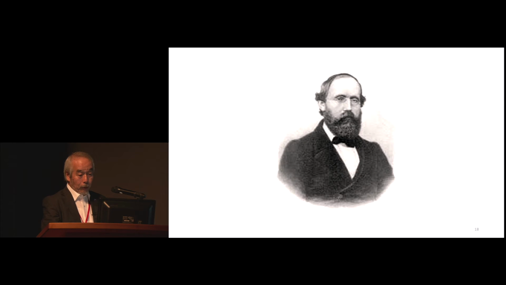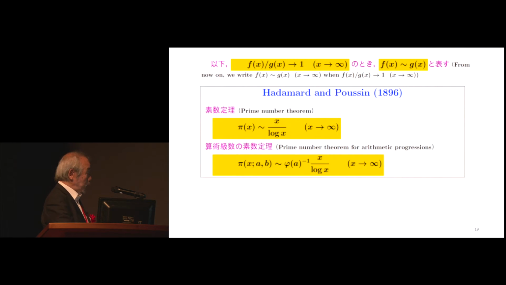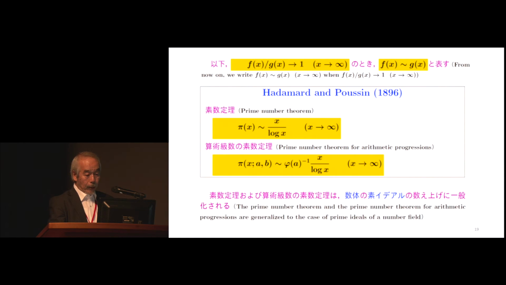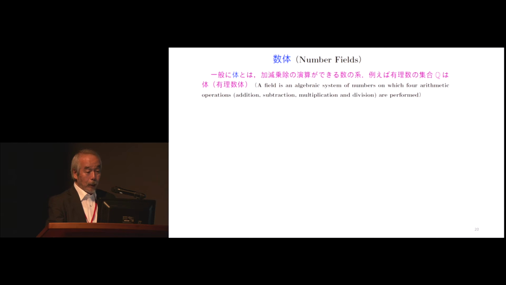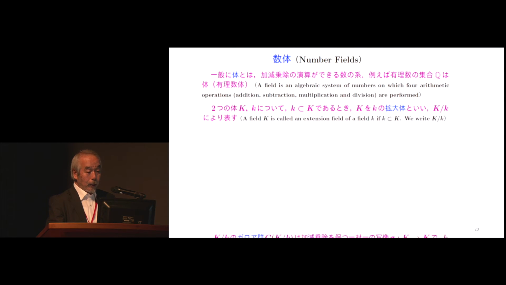If this Riemann hypothesis is true, then these asymptotic formulas can be described in more detailed ways. The prime number theorem and the prime number theorem for arithmetic progressions have been mentioned, and the analog of this can be generalized to the case of prime ideals of a number field. So just briefly I'll mention this. This is going to be the toughest part, so please be prepared.